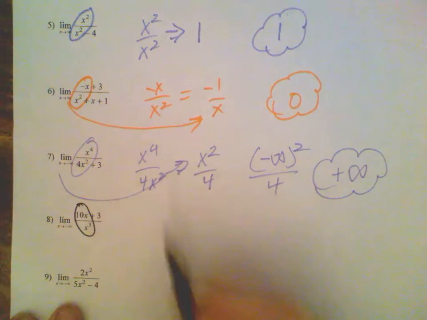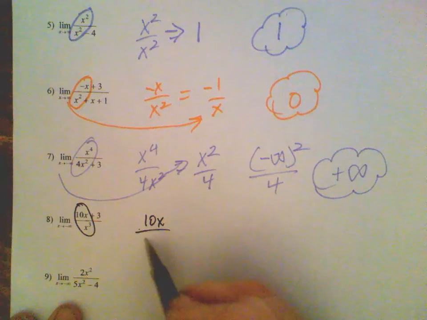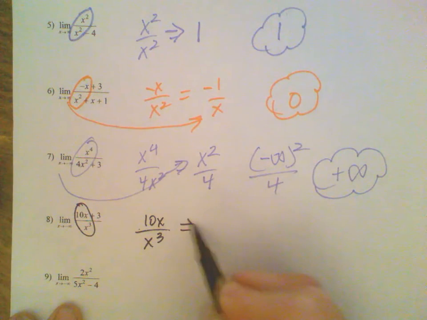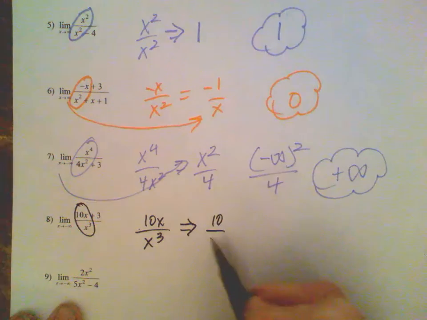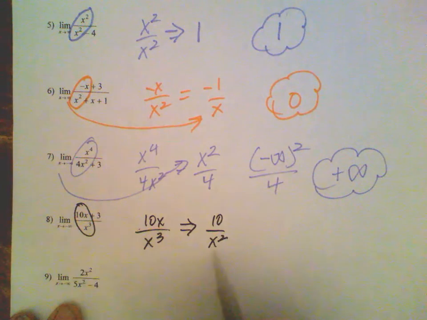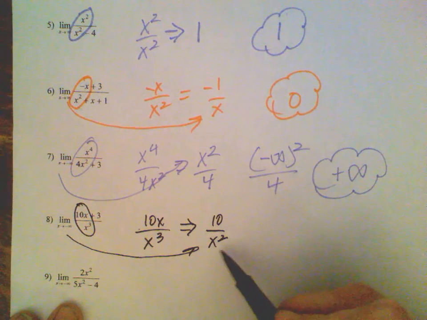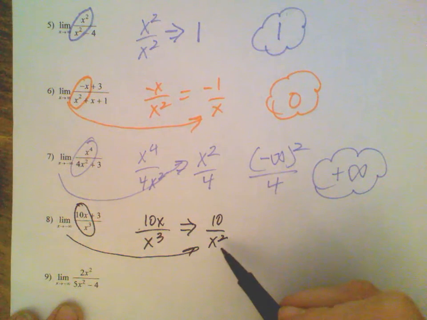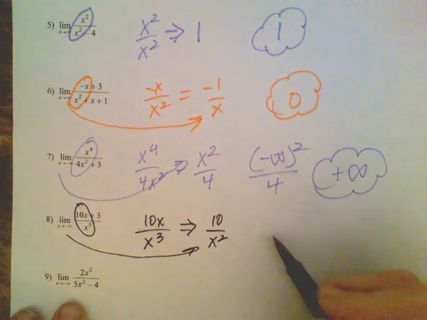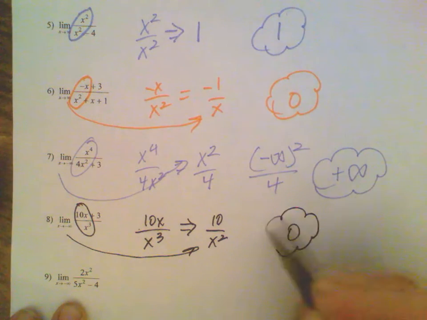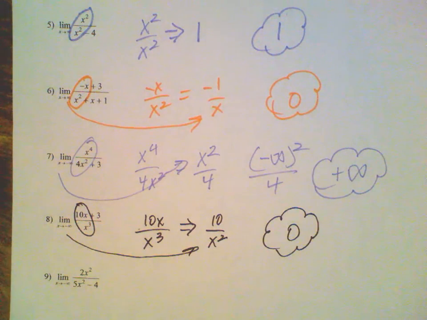Lead terms, 10x divided by x cubed reduces down to 10 over x squared. That's bottom heavy. That means I'm going to put very large numbers in the bottom. It doesn't even matter if I'm approaching positive or negative infinity, because it's just going to get really large, and therefore I'm going to end up with a bottom heavy 0 limit.